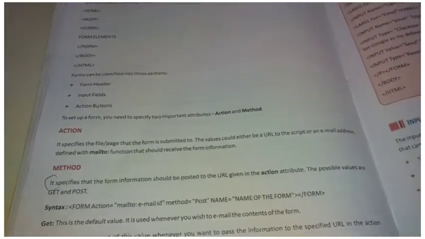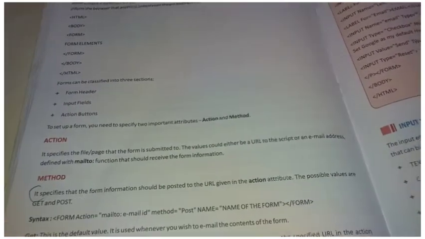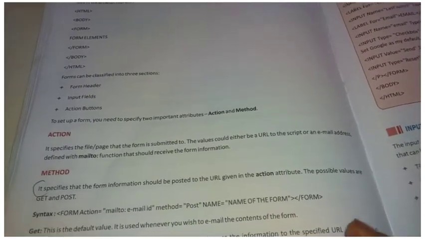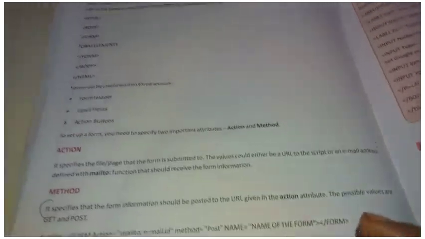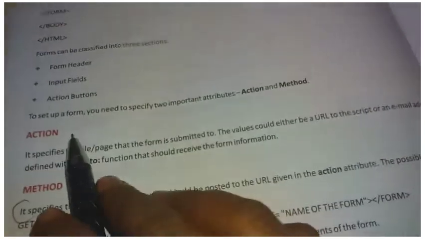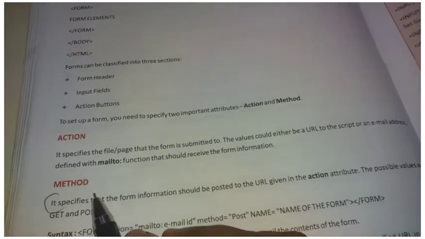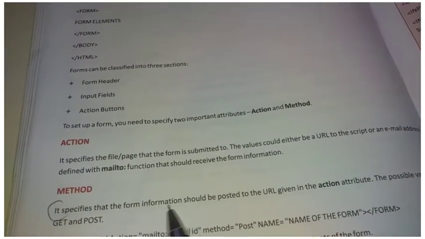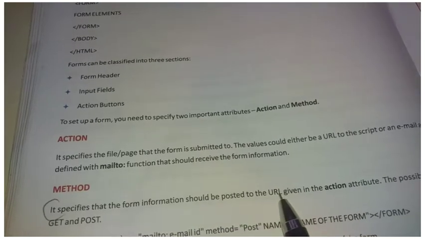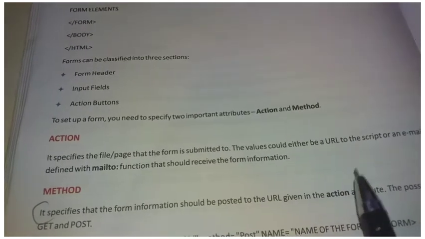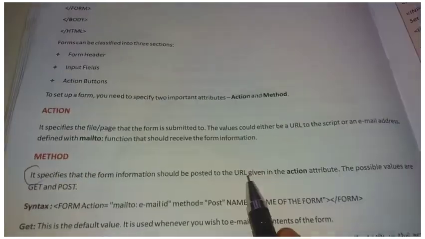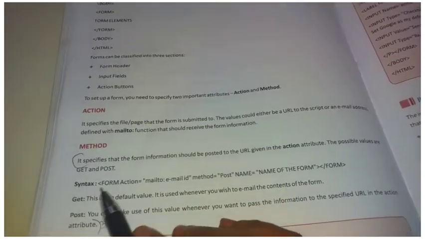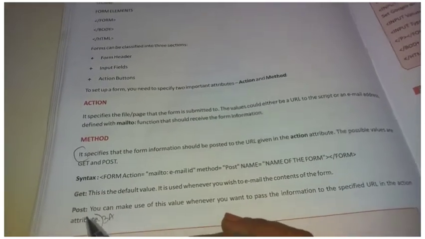Which means if you want to give an action, if you want to give a method for that, the information will be taken by using that action and method. It specifies that the form information should be posted to the URL given in the action attribute. What has to be done, we describe in the method attribute. The possible values in the method are get and post.